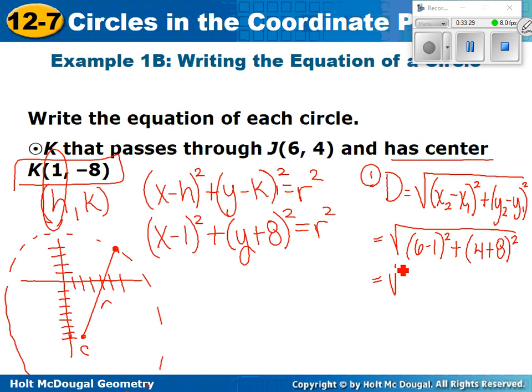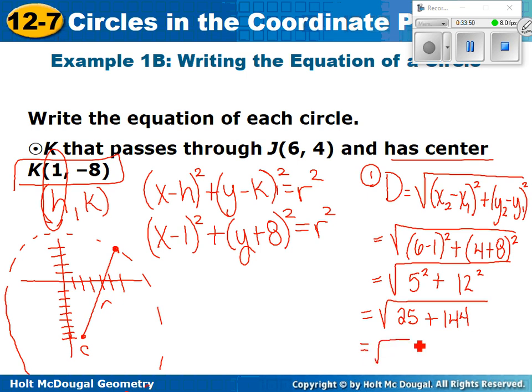Okay, what is 6 minus 1? 5 squared plus, what's 4 plus 8? 12 squared. What is 5 squared? And then 12 squared? Right, so 25 plus 144. What is 25 plus 144? 169, and then we're going to take the square root of that. What's the square root of 169? 13. So the length of our radius is 13. Questions on how we found that?